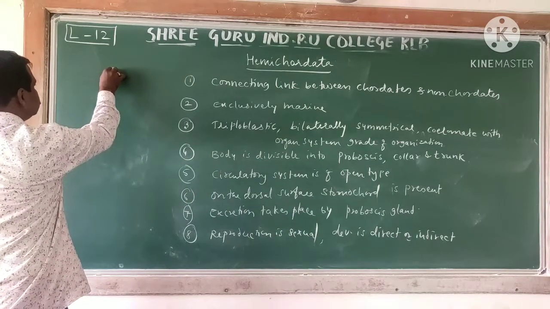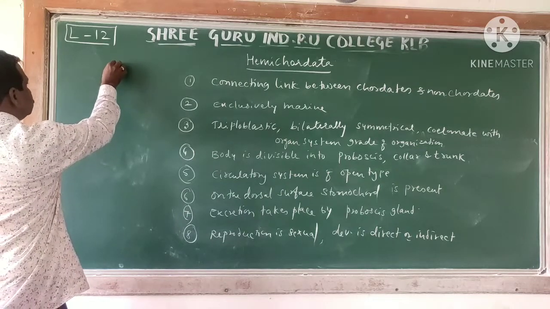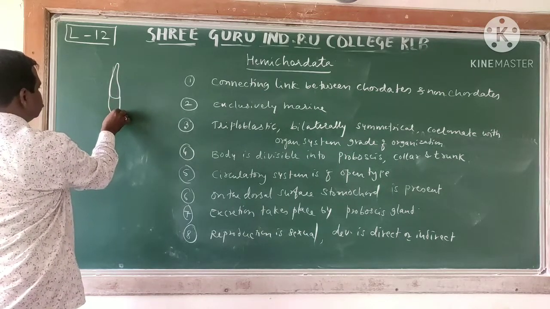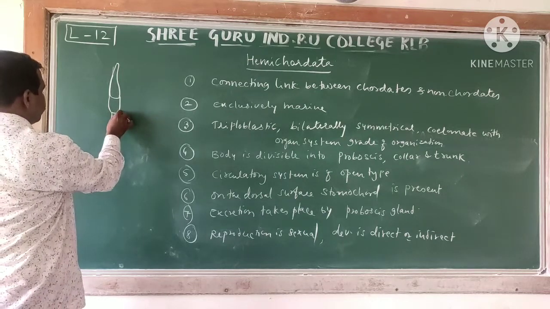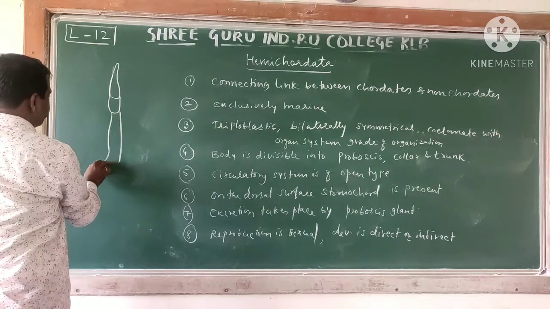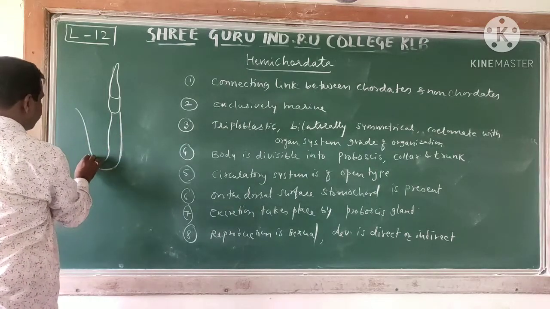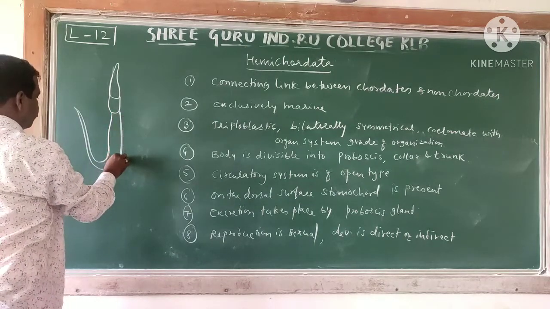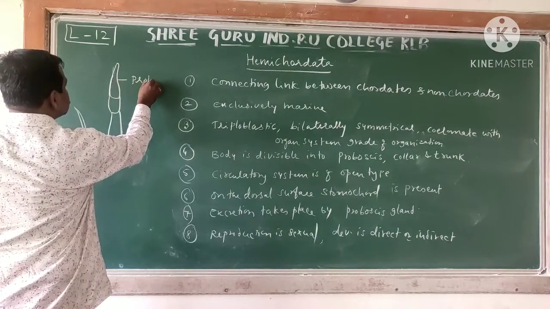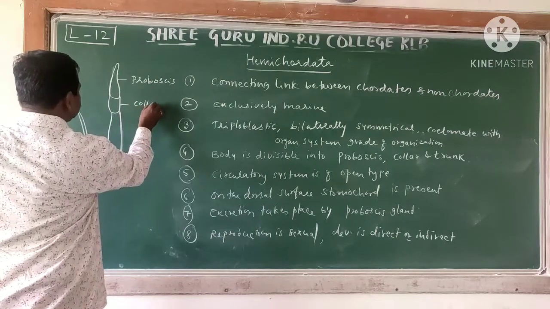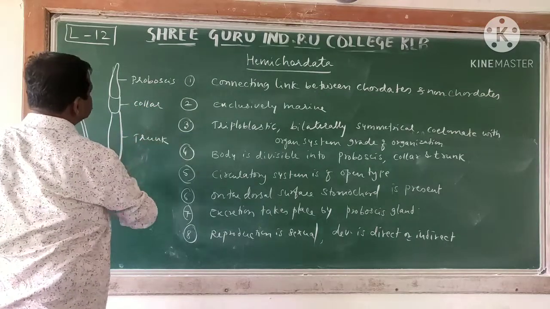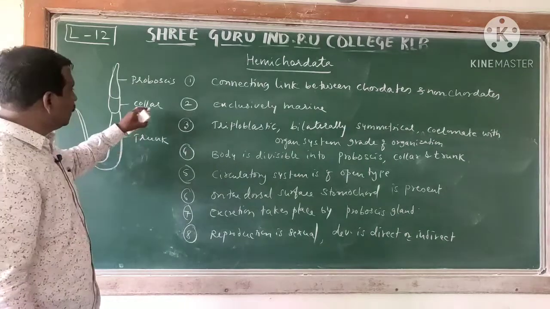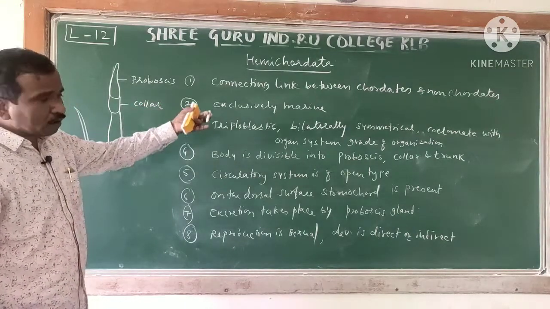Now we are saying that the body is divisible into proboscis, collar and the trunk. The collar region is the neck region. So this is a chordate character.